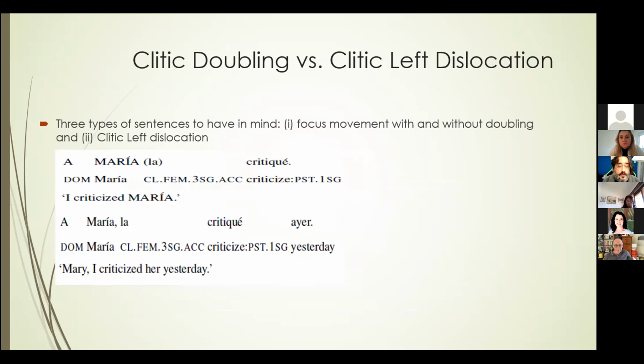Focus fronting, like you see here, amarilla, with clitic doubling or without clitic doubling. That's optional. Amarilla criticué ayer or amarilla la critiqué ayer. That's perfect. And we are going to compare these two types of sentences with and without the clitic with a standard case of clitic left dislocation. You have the dislocated phrase here, and then you have the clitic, which in this case is obligatory. This is the type of sentences we are going to work with.